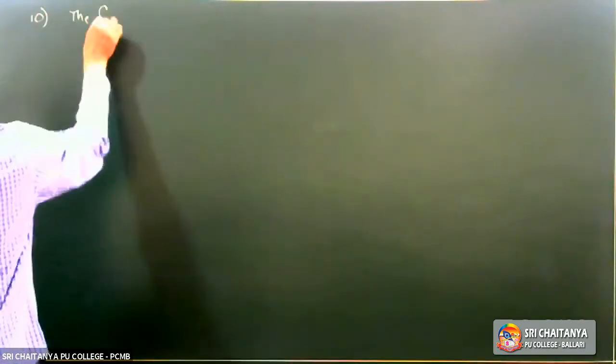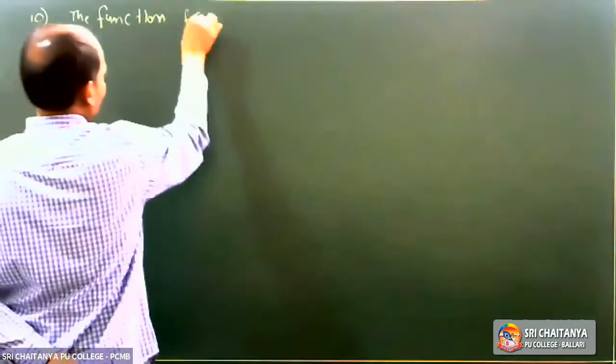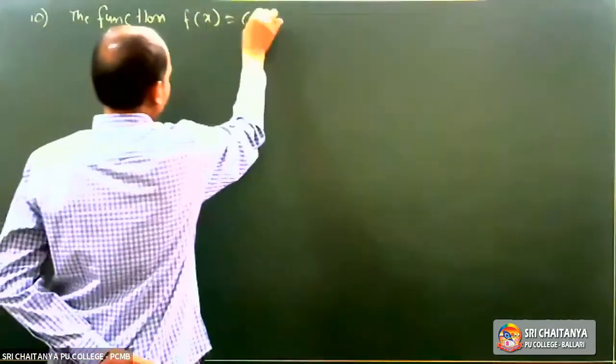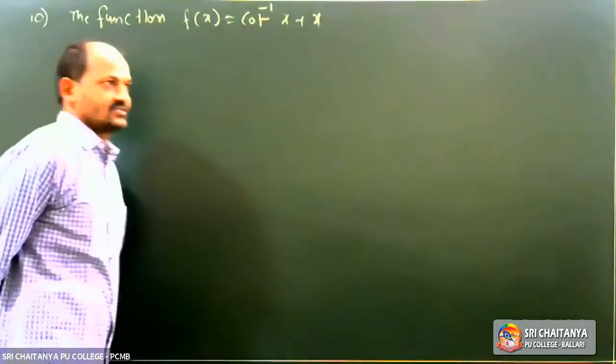Already 9 problems are completed. Now we are going to discuss from the 10th question. Right, the 10th one. The function f of x is equal to cot inverse of x plus x.